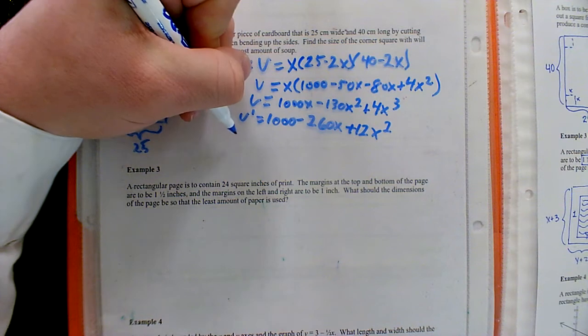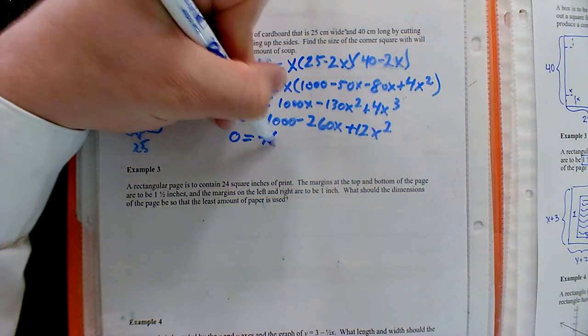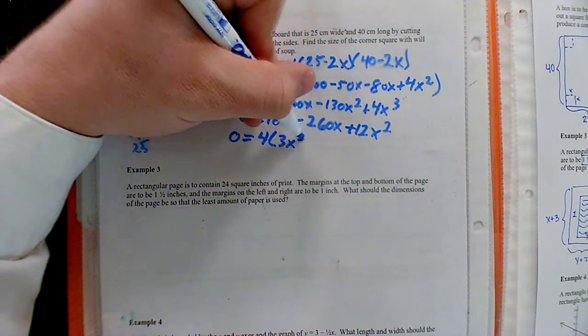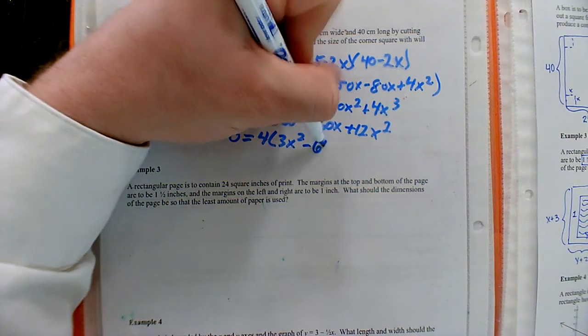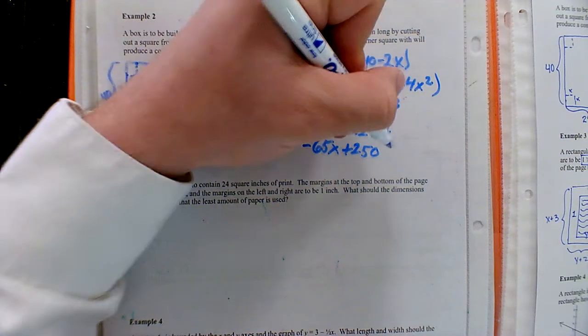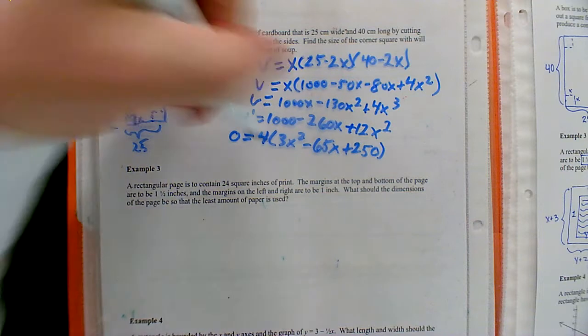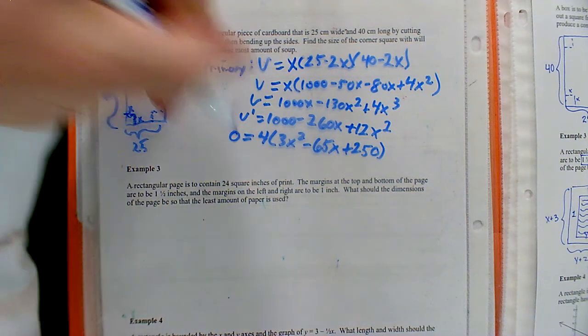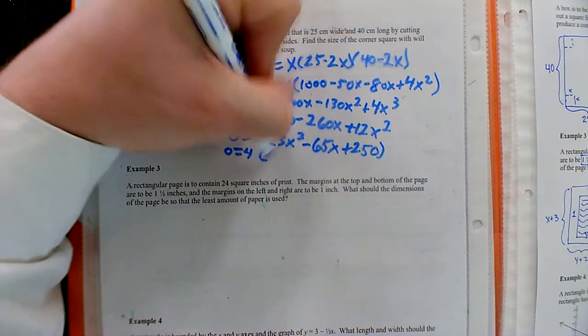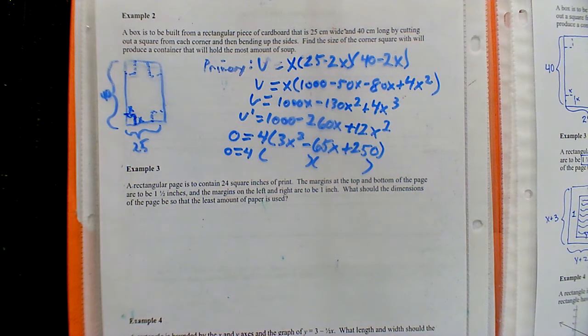So, next step, we're going to set it equal to 0, but the simplified version, you would have 4 times 3x squared minus 65x, so rearranging it a little bit, plus 250. So if you take a 4 out of everything, 3x squared minus 65x plus 250. Now try to factor that. So 0 equals 4. I think it will factor. There's some large numbers there, but it should factor.